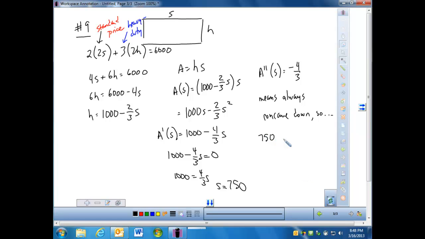So 750 is the total length that gets the standard fencing, and then I can plug it back in to figure out what my other variable is, and I end up getting 500. That is the length that gives me the normal fencing, or the heavy duty fencing.